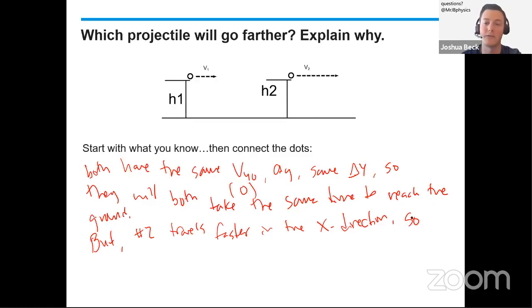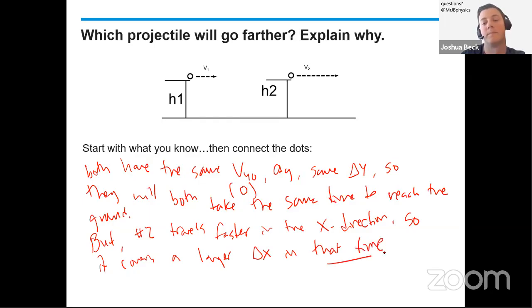So it travels faster in the x direction. So it covers a larger delta x in that time. Boom, done. Started with what I knew, connected all the dots. What's the relationship between v and range? Well, it has to include our analysis of time. So we need to show them that time is going to be the same also.